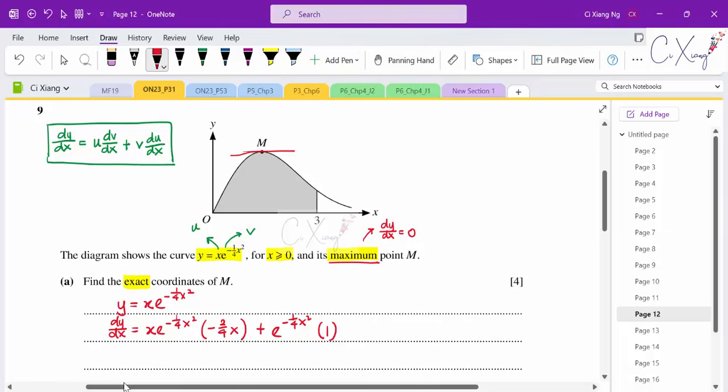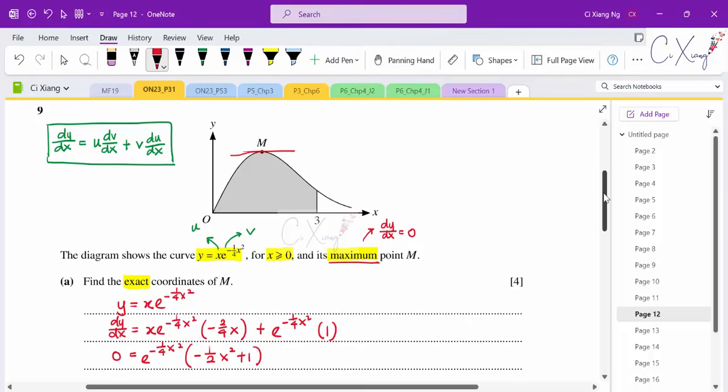Okay, then from here we can try to simplify our equation. I have e power negative 1 over 4x squared, I can factorize it out. After that, I have negative half x squared, then plus 1. Then, because we are finding the maximum point, we will let dy dx equal to 0.